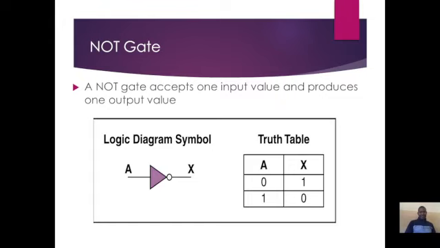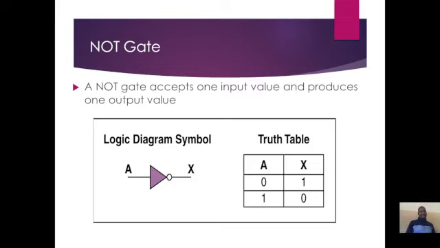You'd see in the logic diagram, that is the symbol. That is how it is drawn. So A represents the input and X represents the output. In between, that diagram is actually called a symbol. Then the truth table. Let's look at this.